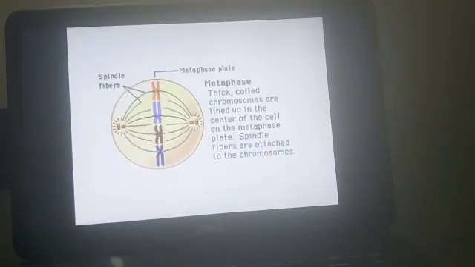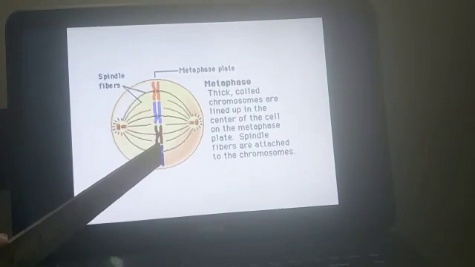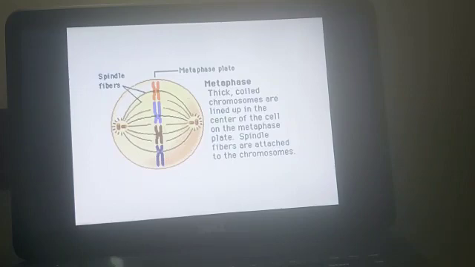Now the second stage is known as metaphase. In metaphase, the duplicated chromosomes arrange on the equatorial plane. This particular plane is called the equatorial plane. The chromosomes arrange themselves in the equatorial plane. Here you can see that the chromosomes are thick, coiled and lined up. These are the chromosomes, these are the spindle fibers, these are the centrioles, and the ray-like things that you are seeing are known as asters. The chromosomes are arranged in the equatorial plane. This is how the metaphase looks.